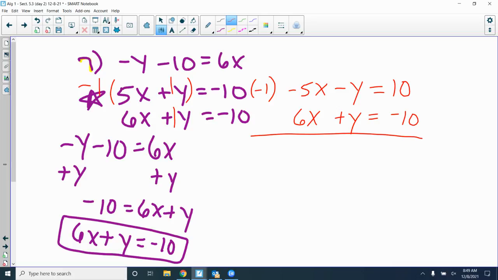Okay, what do I do now? What's negative 5 plus 6? What do you think, Ellen? 1x. My y's do what, guys? Cancel. What's 10 plus a negative 10? So what's x equal, guys? There we go. 0.